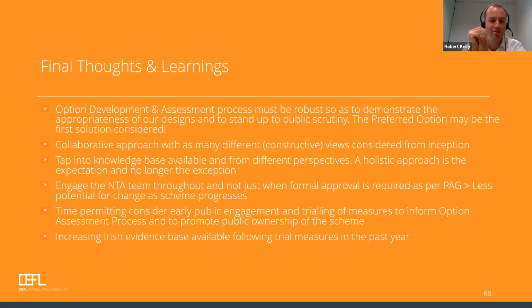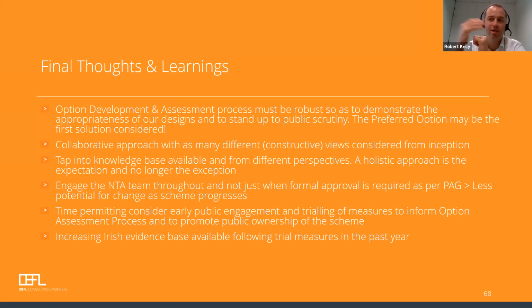throughout, whether it's setting your scheme objectives, or scrutinizing the option development and the options assessment. Tap in to the knowledge base of your project team. The holistic approach to these schemes is no longer the exception, but rather the expectation, and that's even borne out in the pop-up infrastructure that's been rolled out in the last year or so as well.